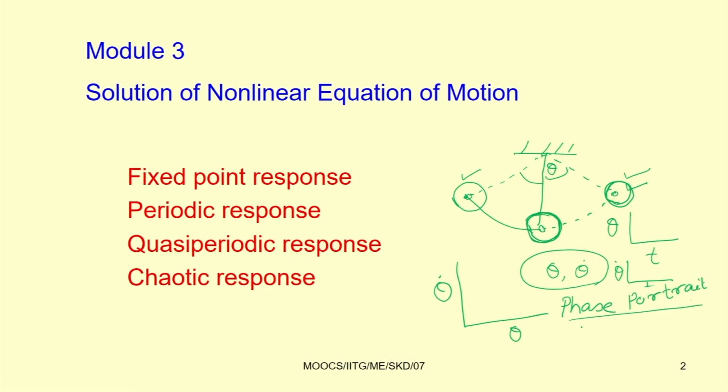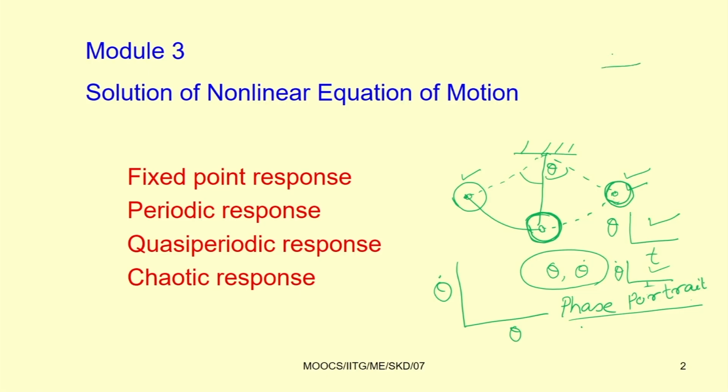This variation of theta and theta dot with time is known as the response of the system. How theta or theta dot varies with time is the response of the system at a particular time t. We can conveniently know the response of the system by plotting theta versus t or theta dot versus t. Similarly, we can do this in the case of a spring mass damper system.